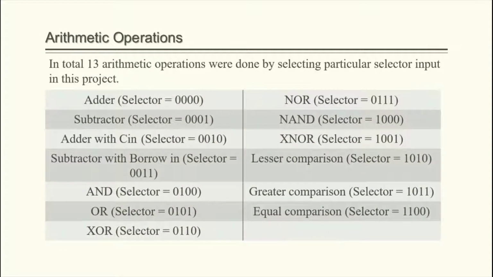And as I have told earlier, there were 13 arithmetic operations implemented in this project. As you see, there are 13 operations explained here: adder, subtractor, adder with carry in, subtractor with borrow in, and, or, XOR, NOR, NAND, and comparators like lesser comparison, greater comparison, equal comparison.